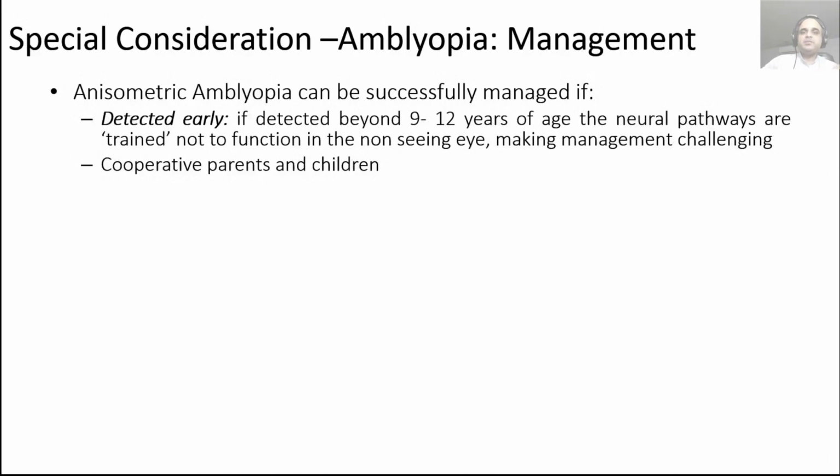Let's do a management recap of anisometropic amblyopia, and it can be successfully managed if it is detected early. If it's detected beyond 9 to 12 years of age, it becomes difficult simply because the visual system has sort of established itself and is not as malleable as before. You need to have cooperative parents and children. Parents have to be patient and persistent and constantly encourage the child to patch and keep an eye on the child during the time of patching to make sure that the patch remains on the eye and the child uses the amblyopic eye to see so that the eye can exercise or train.